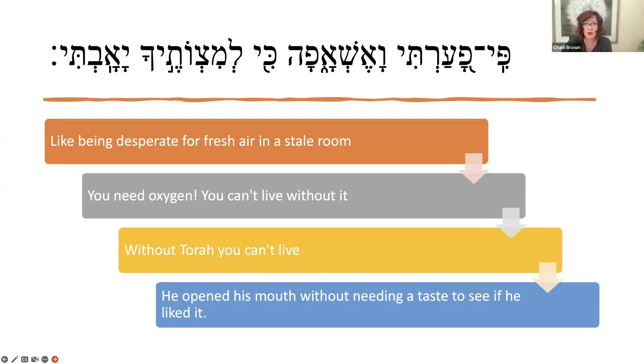It's like being desperate for air. Have you ever been in a stale room, maybe they're smokers or someone has a really strong cologne or perfume on, and you're desperate to get fresh air? It's so stale. That's how we should feel. That's how David is saying he is right now, that he is desperate.